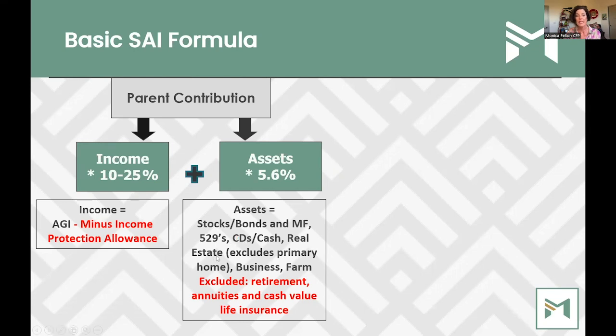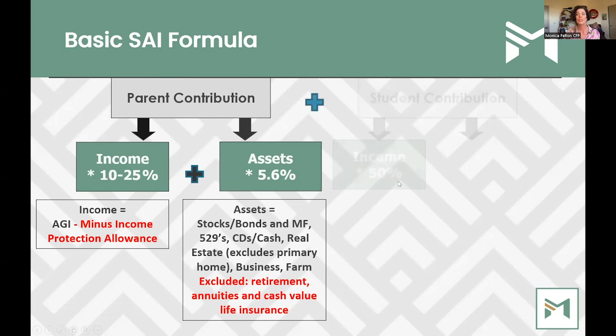CDs, cash, real estate, and you will on the FAFSA at least exclude your equity in your primary residence. Now, this is new to the FAFSA this year. They are including the value of small businesses in addition to farms. Now, really, the only asset that's excluded from this calculation is cash value life insurance, annuities, and money already in a qualified plan like a 401k and an IRA.